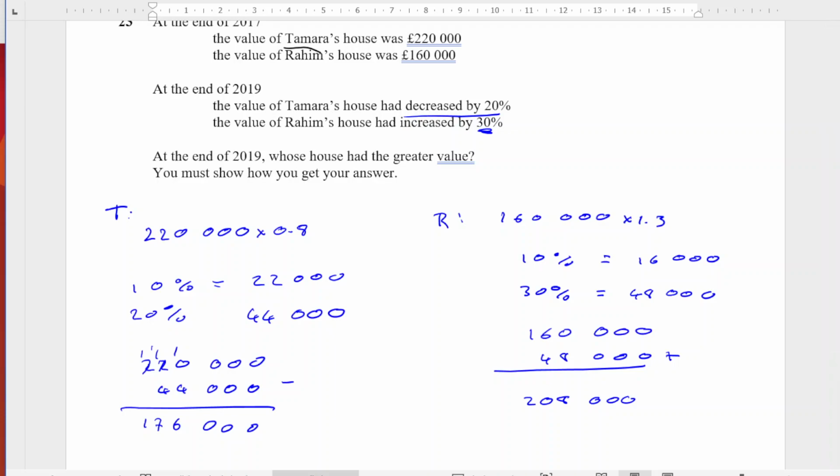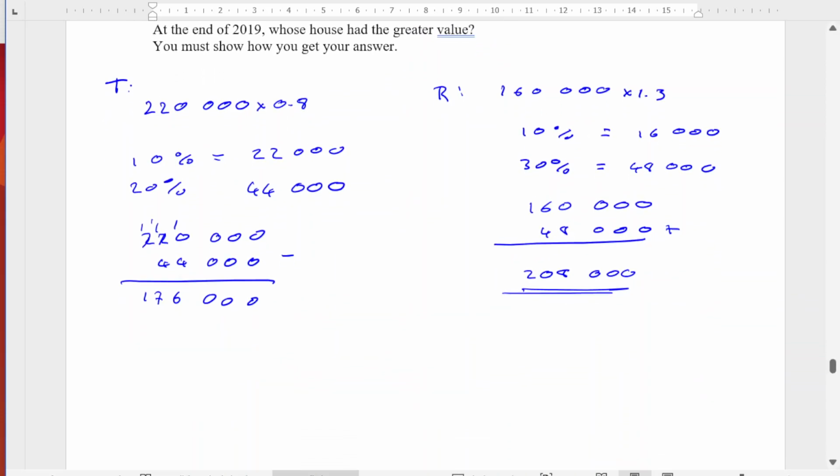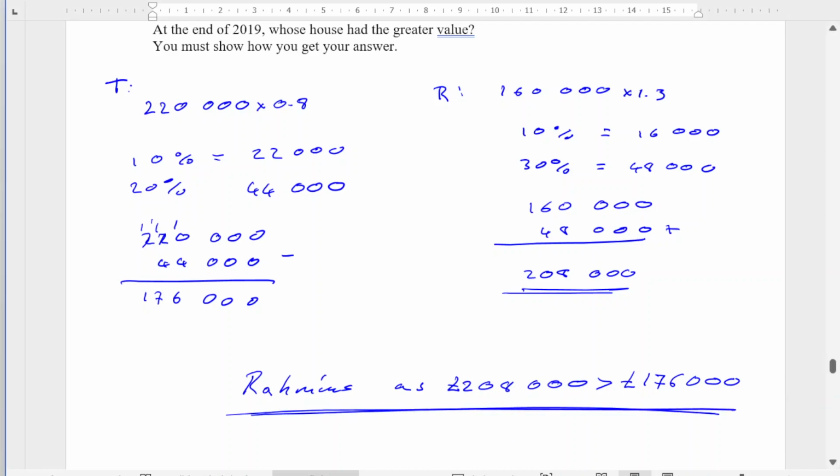Let me just check my figures there. Yep. So whose house is worth more? So Ramin's house. And then in my answer line, I always like to state the two figures because I know that as a marker, I'm looking for the two figures. 208,000 is greater than 176,000. The mark scheme says yes with correct figures, and the correct figures are 208,000 and 176,000. So I like to include them on my answer line. Makes it dead simple for whoever's marking my paper to catch on that I've got it right.